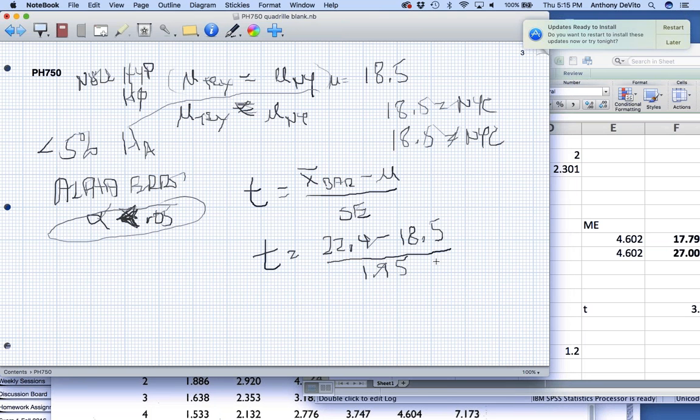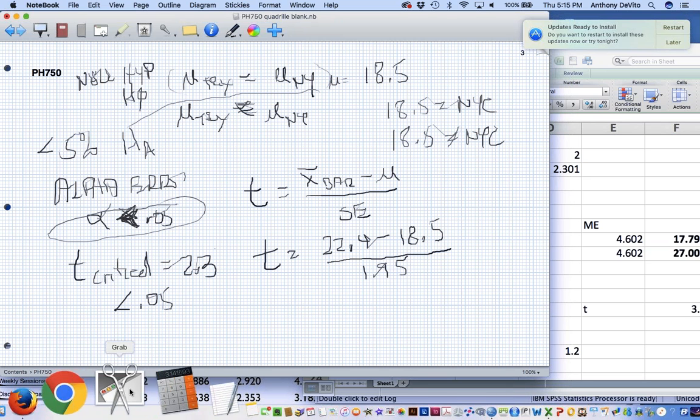Okay, so let's do that calculation. Are these two numbers more than 2.3 standard deviations apart? Remember, t critical is equal to 2.3. And that's the same thing as saying less than 0.05 on my probability of being wrong. Okay, if I exceed that number, I have less than 0.05 chance of being wrong. So let's calculate that out.